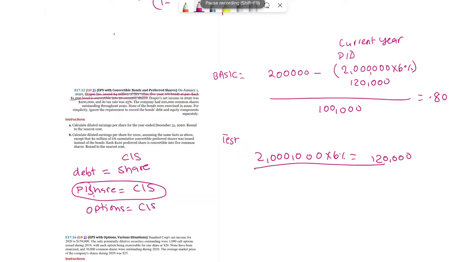What is the bottom number? They said that each 1,000 preferred shares are convertible into 5 common shares. The value of your preferred shares is $2 million, and each preferred share is convertible into 5 shares. So in this case, what would that give me? That will give me 100,000. If I put the 100,000 in here, that will give me $1.20.